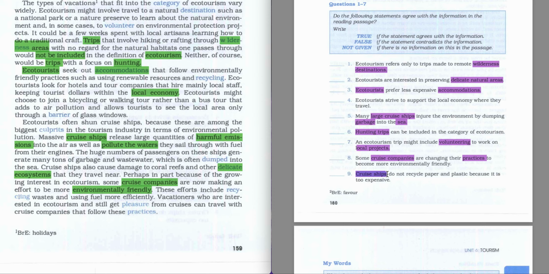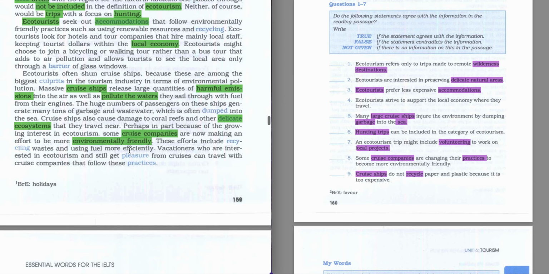Cruise ships and recycling. As you remember, they were talking about cruise ships in this paragraph, and we have to find some information about recycling. Okay, here. So the effort including recycling waste and using fuel more efficiently.